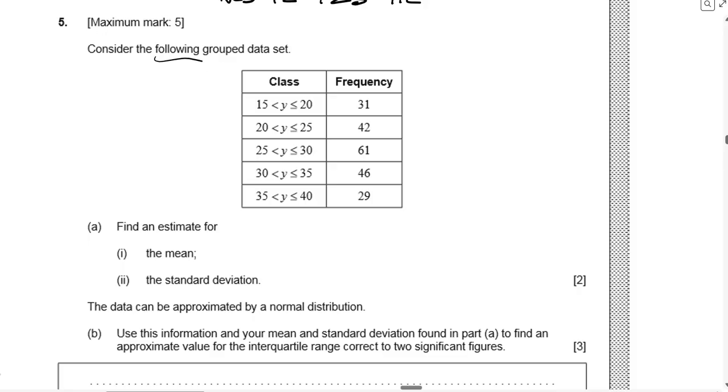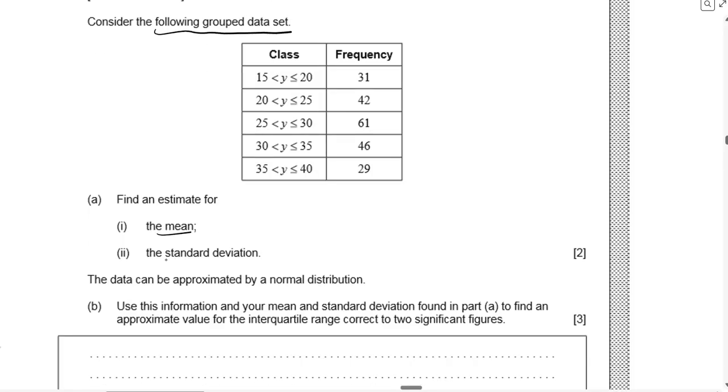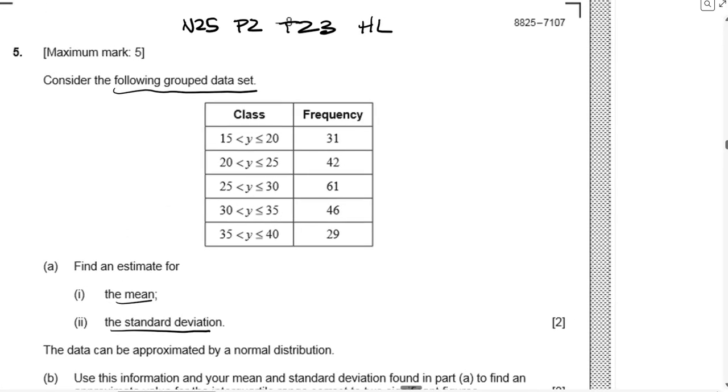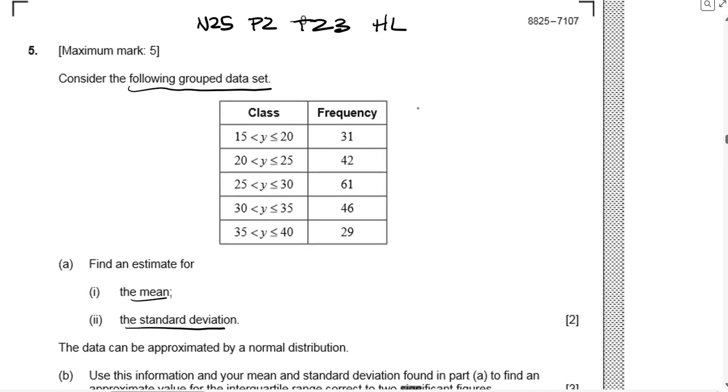We have considered the following grouped dataset. Find an estimate for the mean and the standard deviation. And so we have frequency, class. What we can do now is find the mid-interval value. And I'll show you 2 ways to do this, with your calculator, and without the calculator, you need to understand what you're doing.